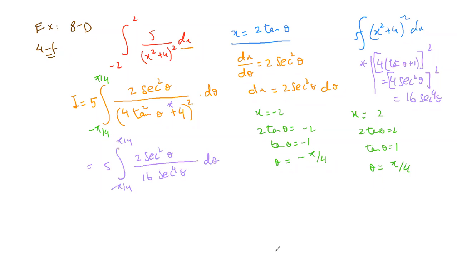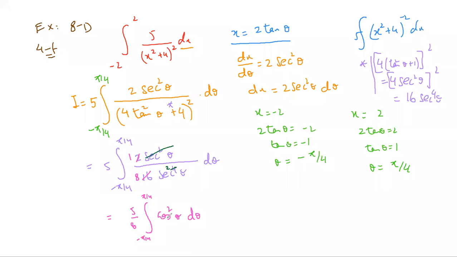Now we can cancel them out. The secant square theta cancels, and the 2 is left here, and 2 over 16 gives 1 over 8. So now we have 5 over 8, limit from minus pi by 4 to pi by 4, of cos square theta.